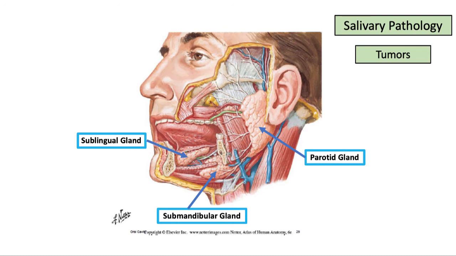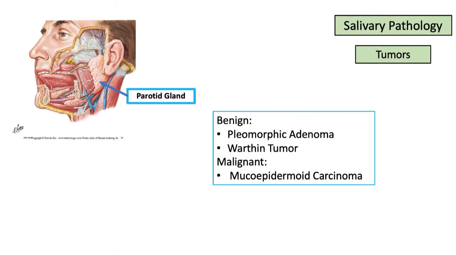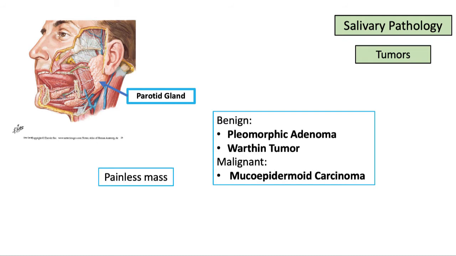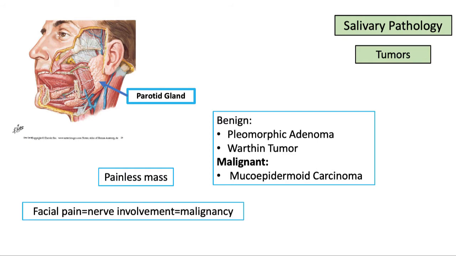Tumors can also involve the salivary glands. Benign tumors are more common, and the parotid gland is again most often affected. There are 3 types of salivary gland tumors worth reviewing. These are pleomorphic adenoma and Warthin tumor, both of which are benign, and mucoepidermoid carcinoma, which is a malignant tumor. These tumors most commonly present as a painless mass. If there is facial pain or numbness, it suggests involvement of the facial nerve, and malignancy should be suspected.